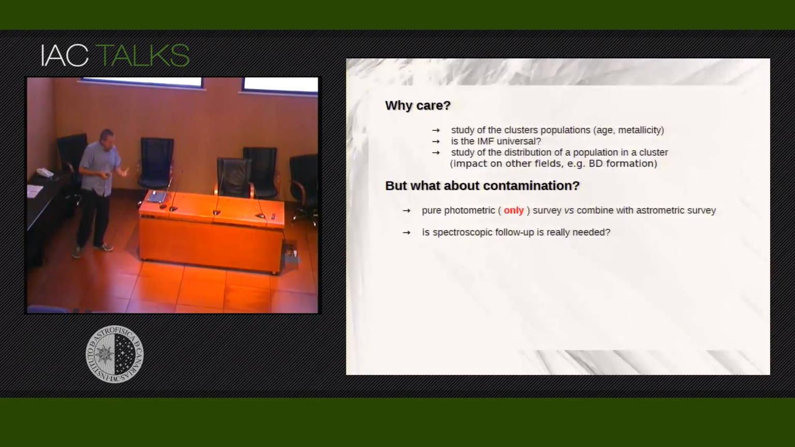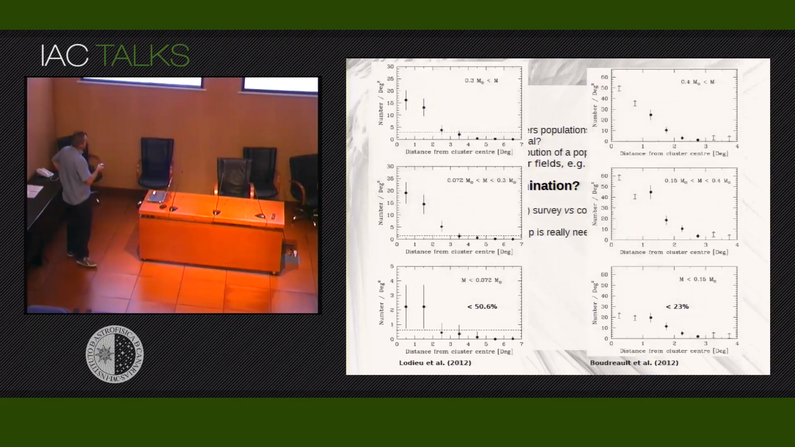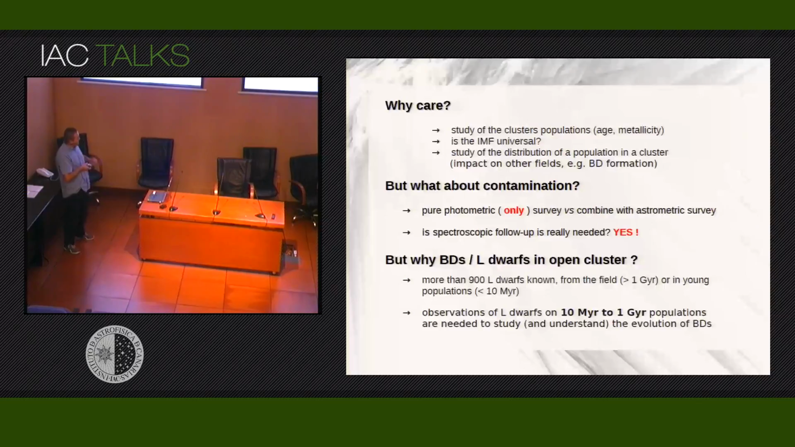And then you may ask, okay, well, if astrometry is very good at removing contaminants, is spectroscopic follow-up really needed? The answer is yes. An example is, on the right, a radial plot of the Praesepe cluster, and this is from another work with Alpha Persei. You can see that even with photometric selection in several bands and astrometric selection, you may end up with a contamination rate of up to 25%. And in Alpha Persei, in the substellar regime, it was up to 50%. So it's very important to clean a sample by doing spectroscopic follow-up.